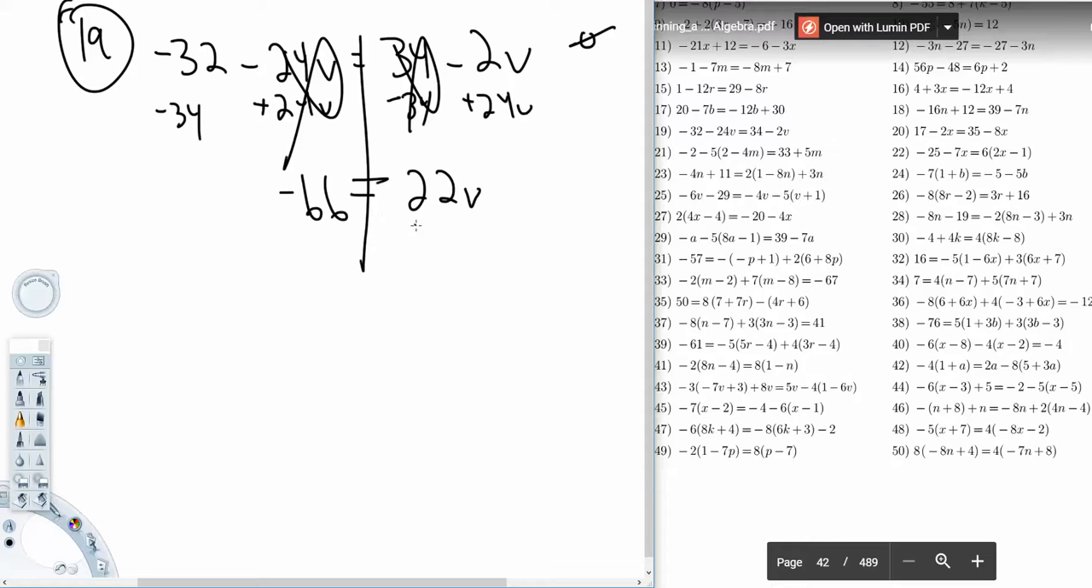So now we're left with this. Well, I can tell you right now that 22v divided by 22 and 66 divided by 22 is going to work for us. So we're left with v equals minus 3. That is the answer.